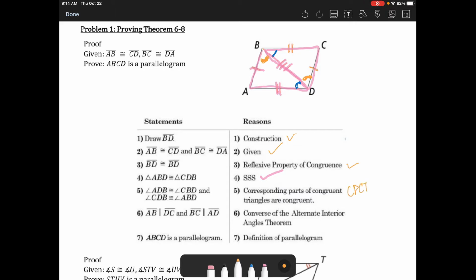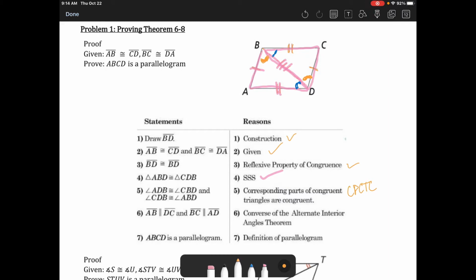So by CPCTC. So remember, let me backtrack. Once you can conclude and prove that two triangles are congruent, right away, any other corresponding parts of the triangle that are named are also congruent. And so that's why we say by CPCTC.